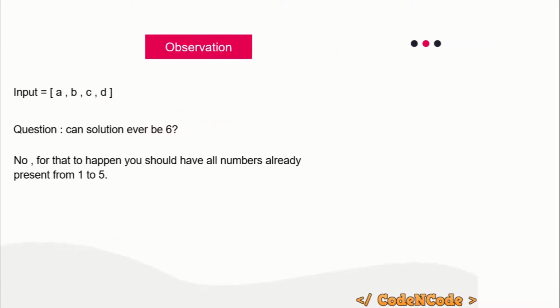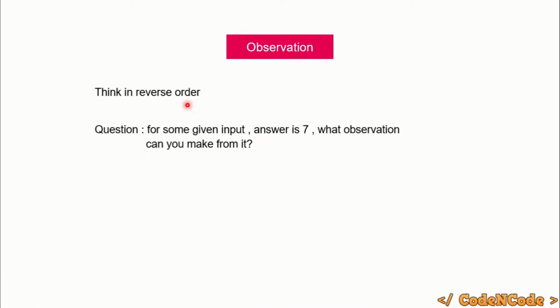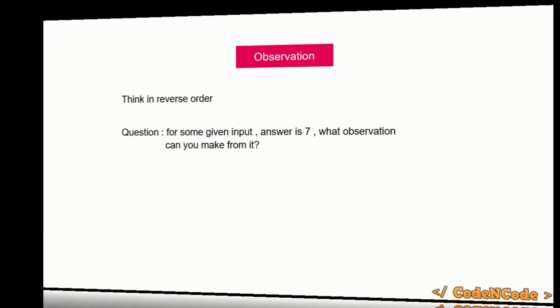This observation is kind of easy, but still we'll go through this. Think in reverse order. In reverse order, you already know the answer of a certain input is going to be 7. Okay, what observation can you make about the input? As I already told you, the question is quite easy, so just think about it. Okay, now in the meantime, let me ask you this.